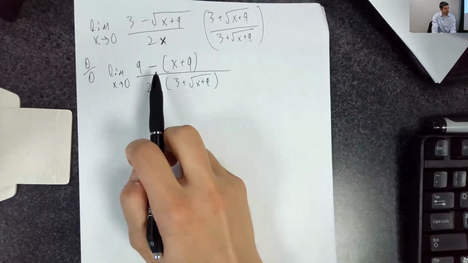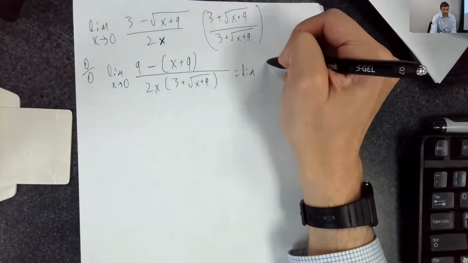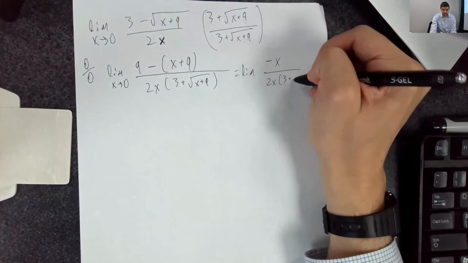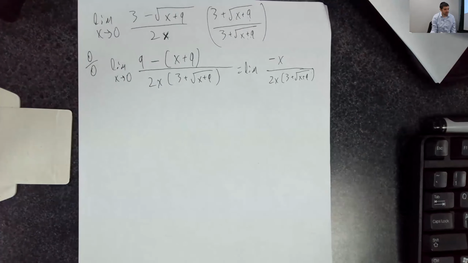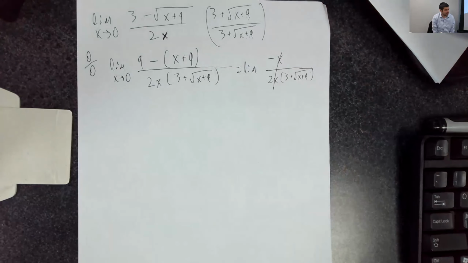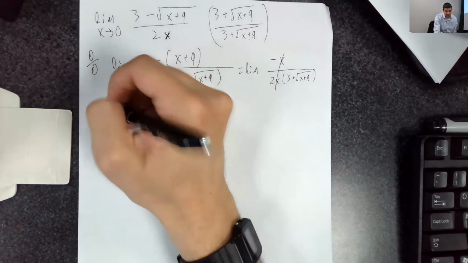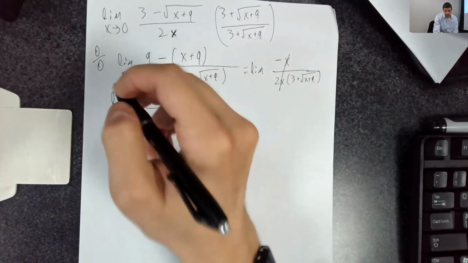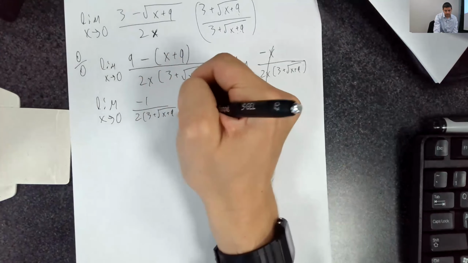What happens to the numerator? It gets simplified to negative x divided by 2x times 3 plus radical x plus 9. What could I cancel? Right, the negative x. There's two x's there. Good. I was guaranteed from the beginning that I could cancel. So negative 1 over 2 times 3 plus radical x plus 9.